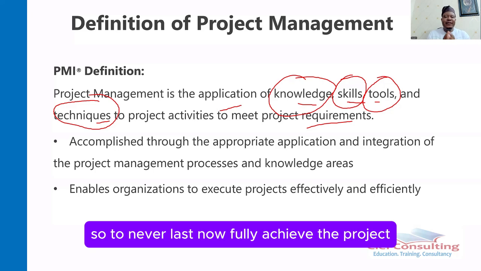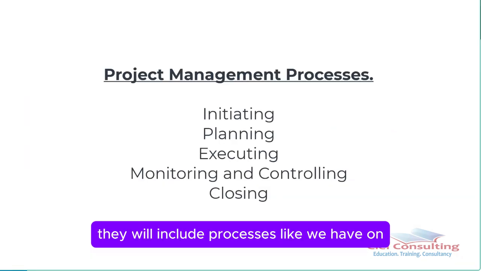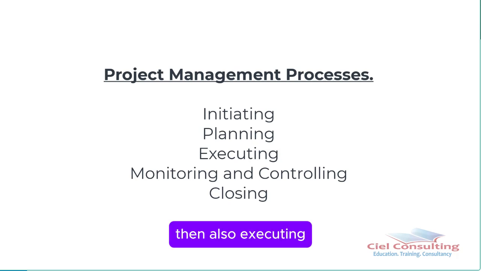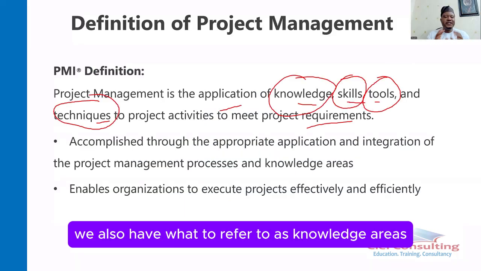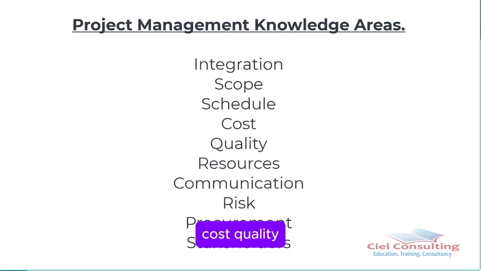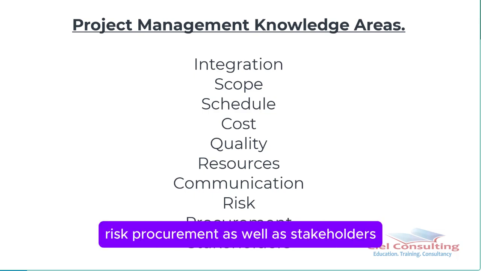So to enable us now fully achieve the project, there are certain processes that we typically go through in implementing projects. They will include processes like we have what we refer to as initiating and then planning, then also executing, then monitoring and controlling, as well as closing. We also have what we refer to as knowledge areas, from project integration to scope, schedule, cost, quality, resource, communication, risk, procurement, as well as stakeholders.